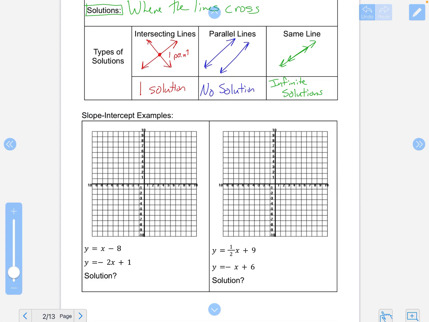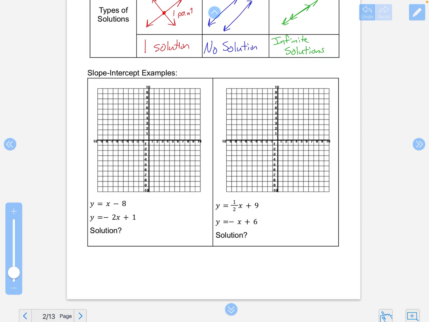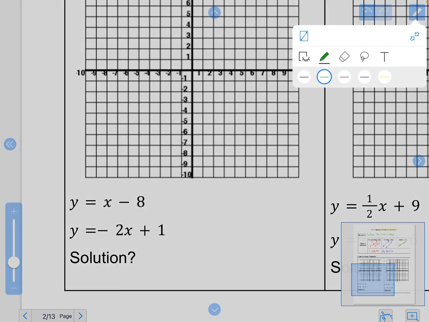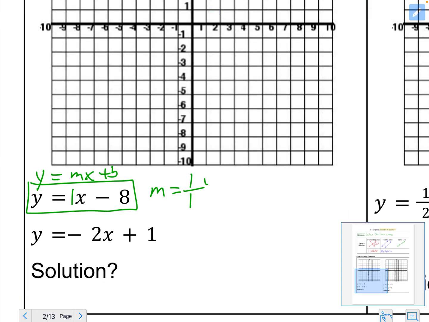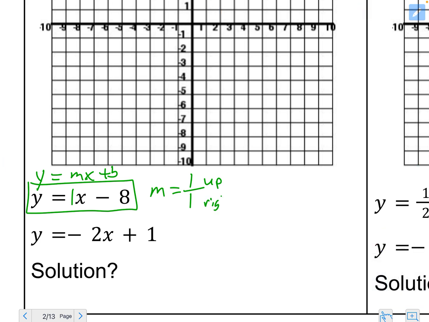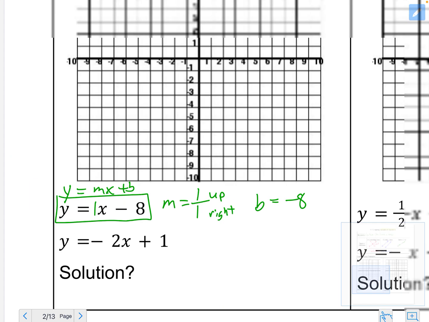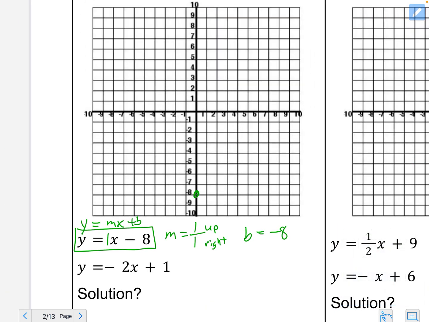So now let's start graphing some lines and let's see if we can find our solution. I'm going to graph this first one in green. And remember, if it's y equals mx plus b, our m is the number in front of x. So our number in front of x is our invisible 1, and we turn it into a fraction by putting 1 over 1. So we're going to go 1 up and 1 to the right. Our b, or our y-intercept, is going to be -8. So I'm going to graph my -8 first. I'm going to go up 1 over 1, up 1 over 1.